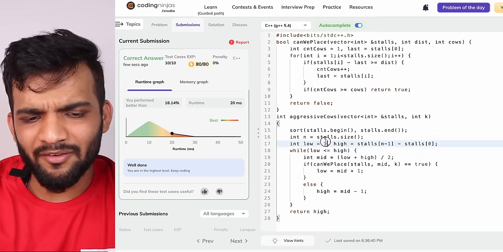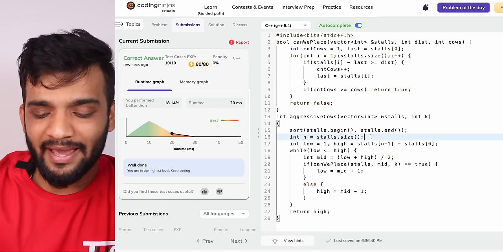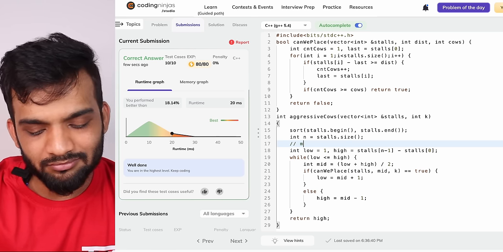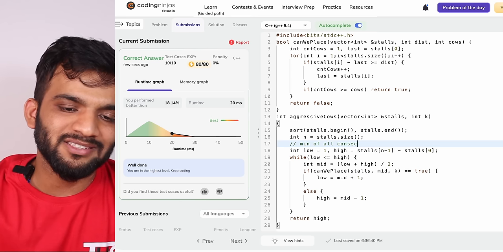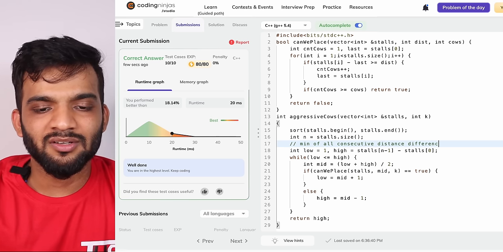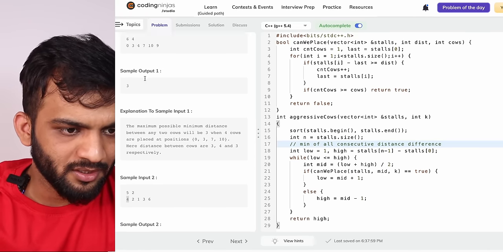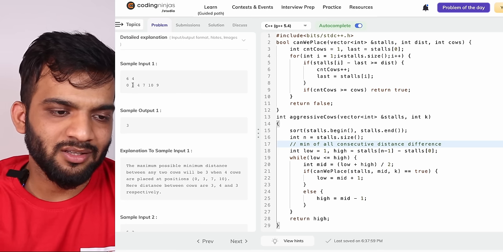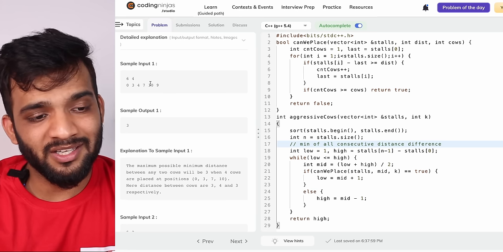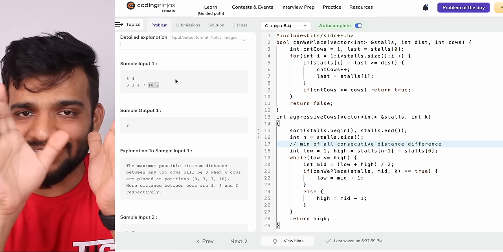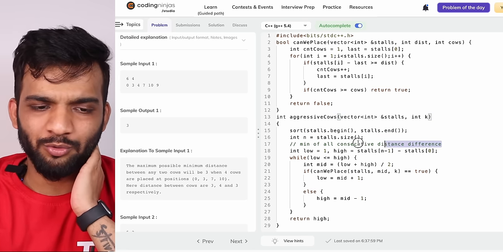There's another thing, low I've written as 1. You can experiment and you can actually increase the value of low. The low can go to something like the min of all consecutive distance differences. What do I mean by that? So if I go to this example, the difference between this is 3, the difference between this is 1, the difference between this is 3, the difference between this is 3, the difference between this is 1. So if you take the consecutive differences and whatever is the minimum of that, you can just change it to that as well. But I don't want to complicate it.